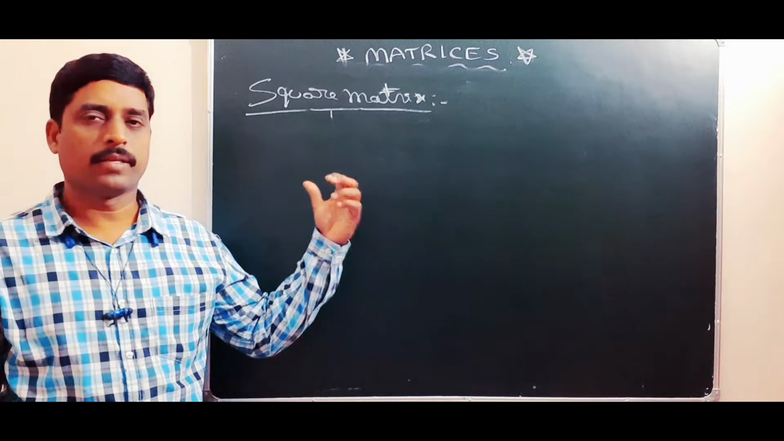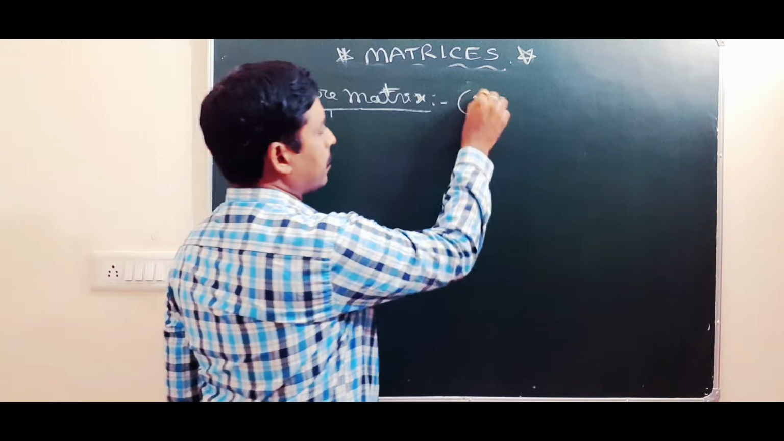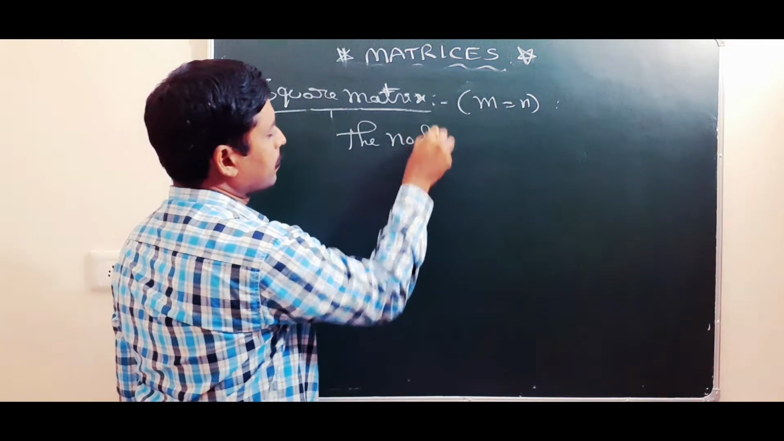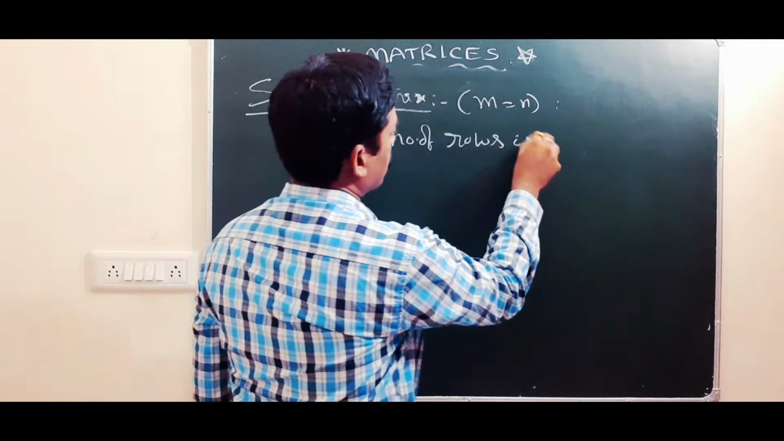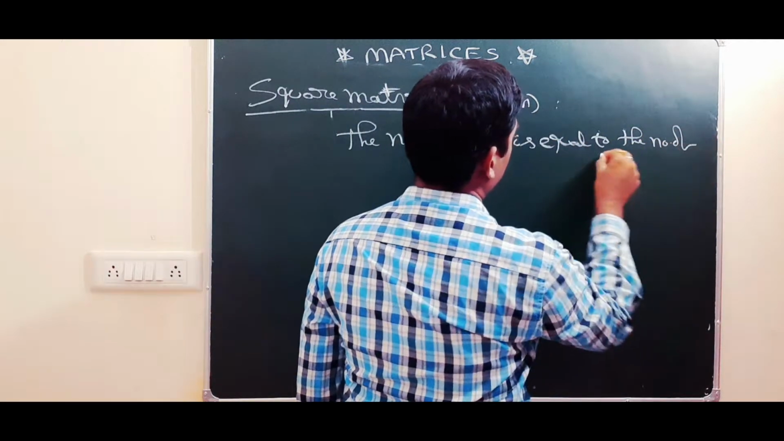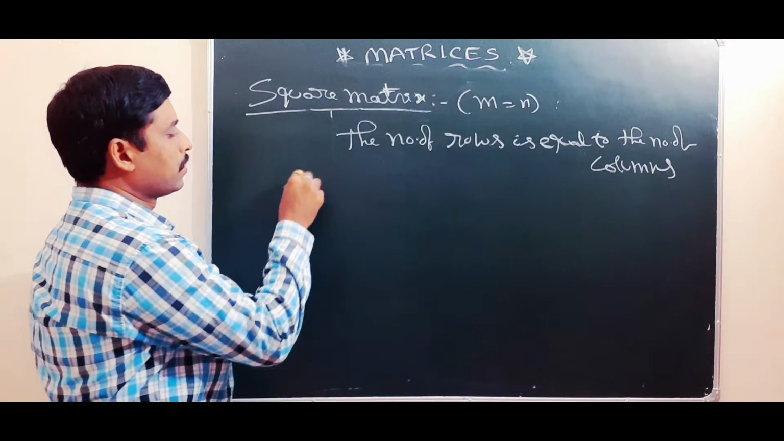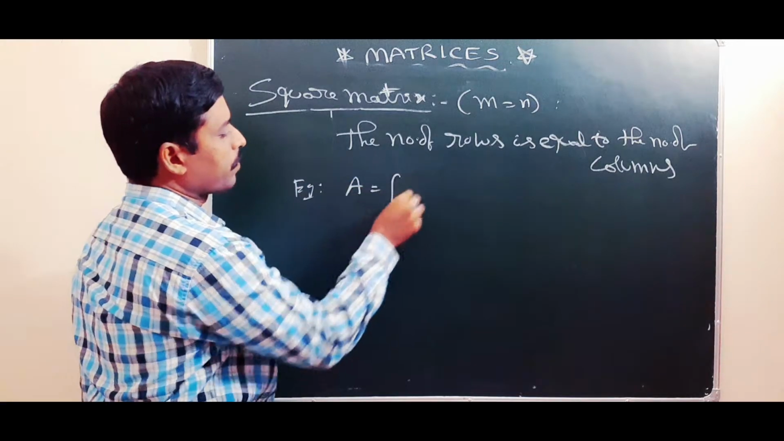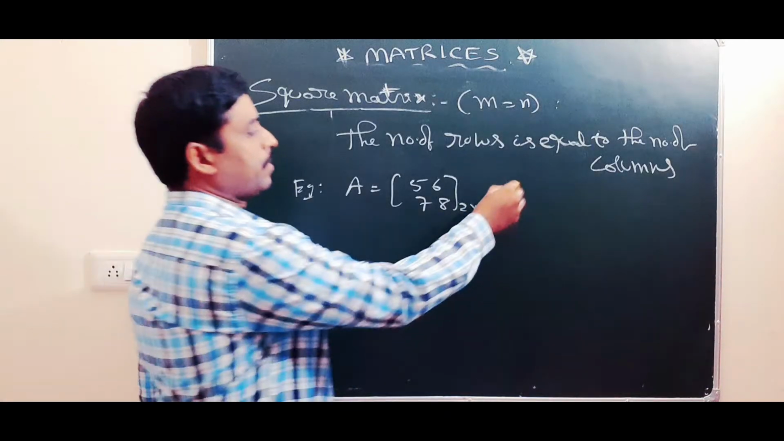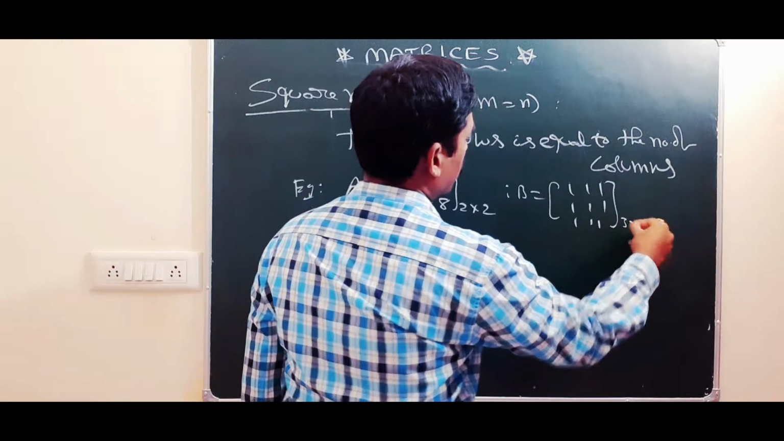Okay. So what is the square matrix? The number of rows equal to the number of columns. So M equal to N. The number of rows is equal to the number of columns is called a square matrix. I give one example: A equal to 5, 6, 7, 8. This is a 2 by 2 square matrix. B equal to 1 1 1 1 1. This is one of the square matrices, 3 by 3.